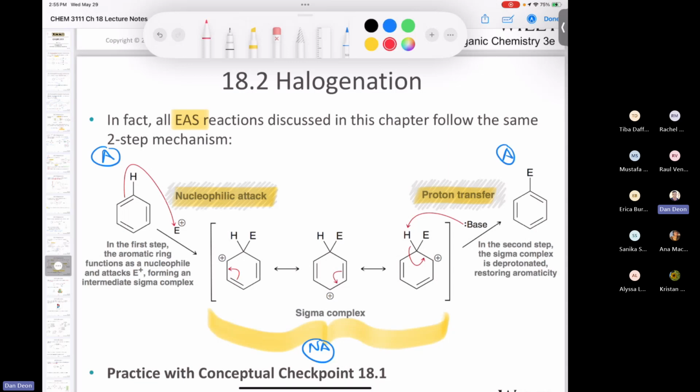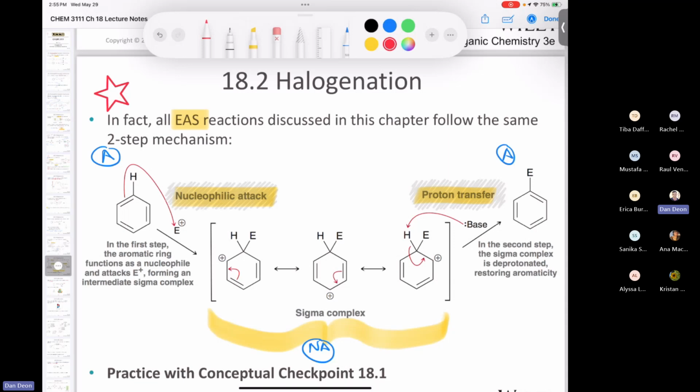So I highly recommend practicing this mechanism over and over. Think about it. If it's a mechanism that's really just 2 steps and it's repeated over and over and over, you can imagine that you need to know that. Okay. So there you go. There's a little bit about sigma complexes. And so far, what we have covered is chlorination and bromination of an aromatic ring.